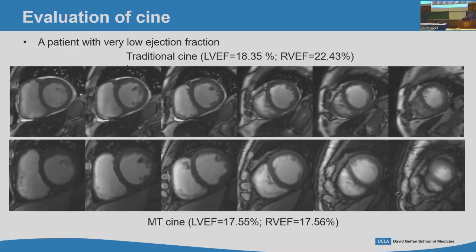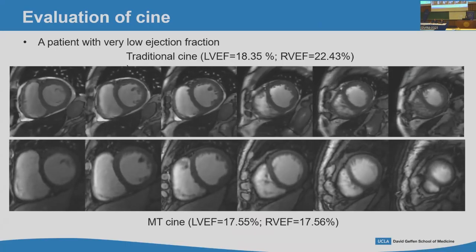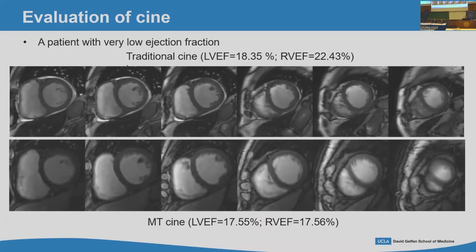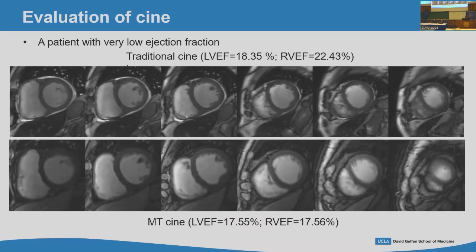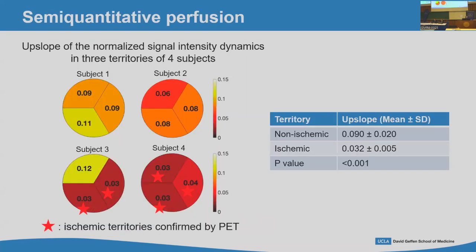And this is a patient with very low ejection fraction. On the top is traditional cine. On the bottom is multitasking cine. They show great agreement. So for perfusion, we did semi-quantitative F-slope analysis of the normalized signal intensity dynamics in 3 territories of 4 subjects.